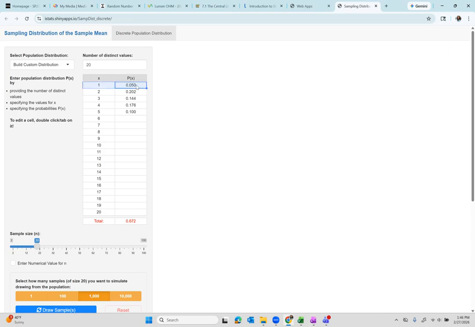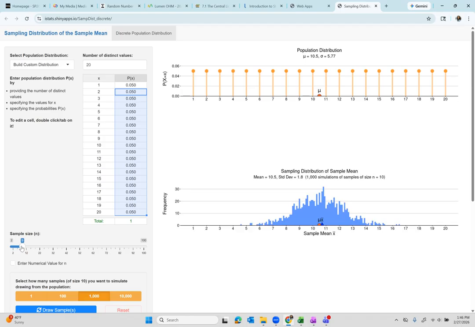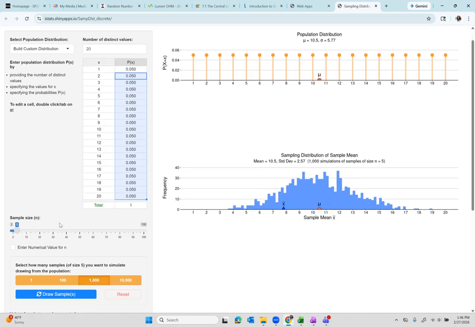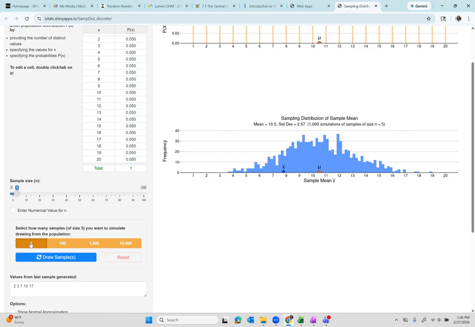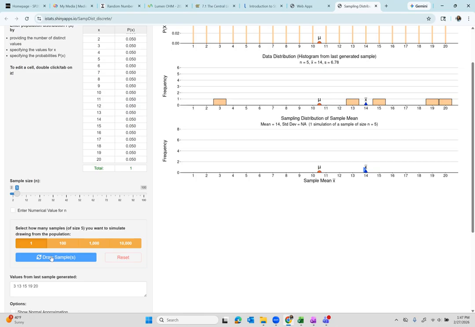And I'm going to copy this. Let me see if I can do that. All right, 0.05. So everything was equally likely to occur. And if you paid attention, this is our population. And I'm going to do sample of size 5. Let me reset. Okay, here we are. I'm going to draw my first sample of size 5.